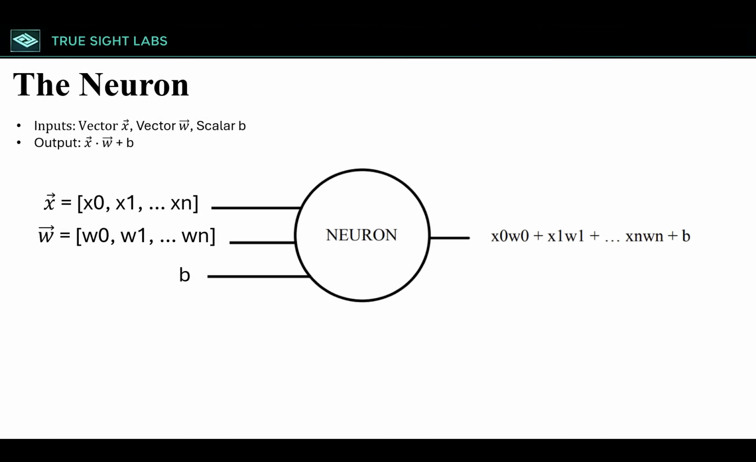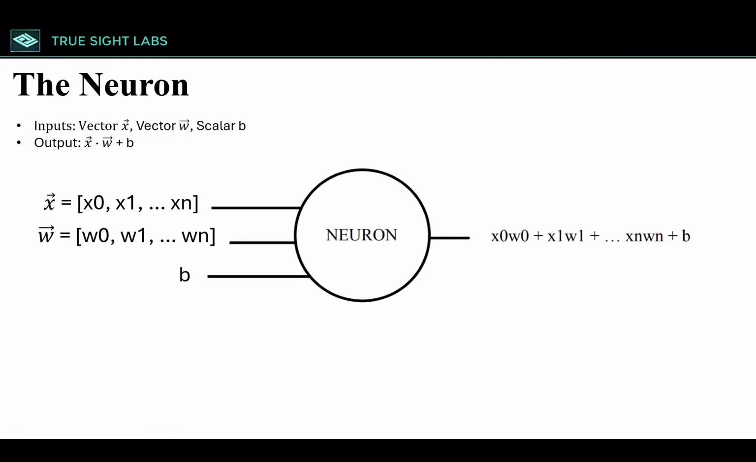As a quick review from the last video, a neuron is a simple mathematical operation. It takes in an input vector x, a weight vector w, and a scalar bias b. Then it computes the dot product of x and w and adds the bias. So the output is x dotted with w plus b. That's the exact calculation that we're going to implement in Verilog. The entire video will revolve around designing circuitry to take the dot product of two vectors and then add a constant.